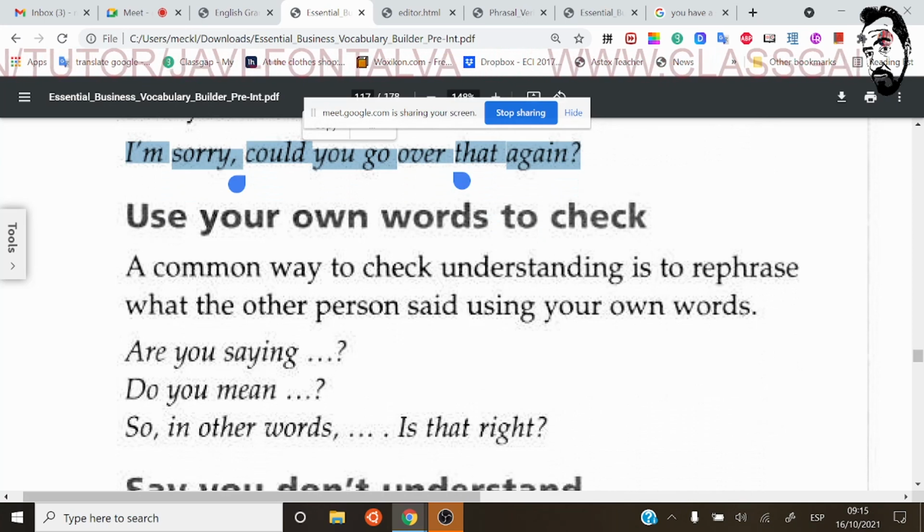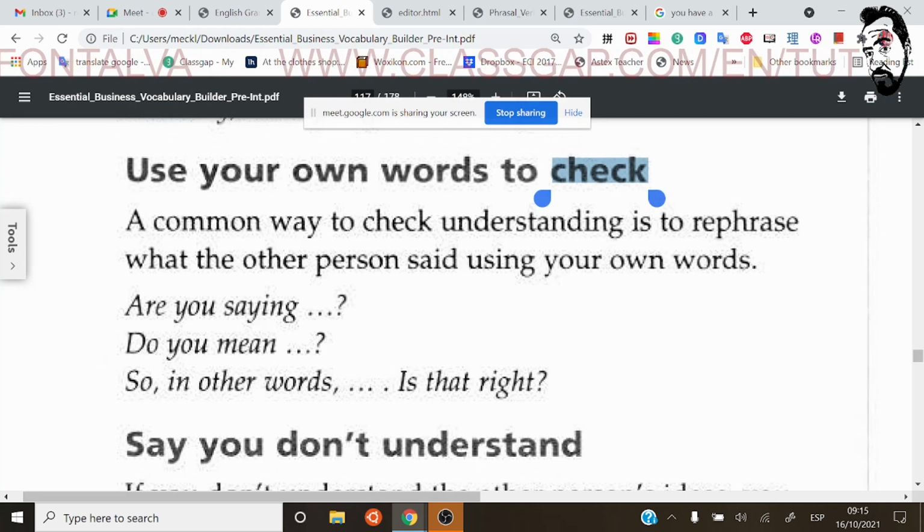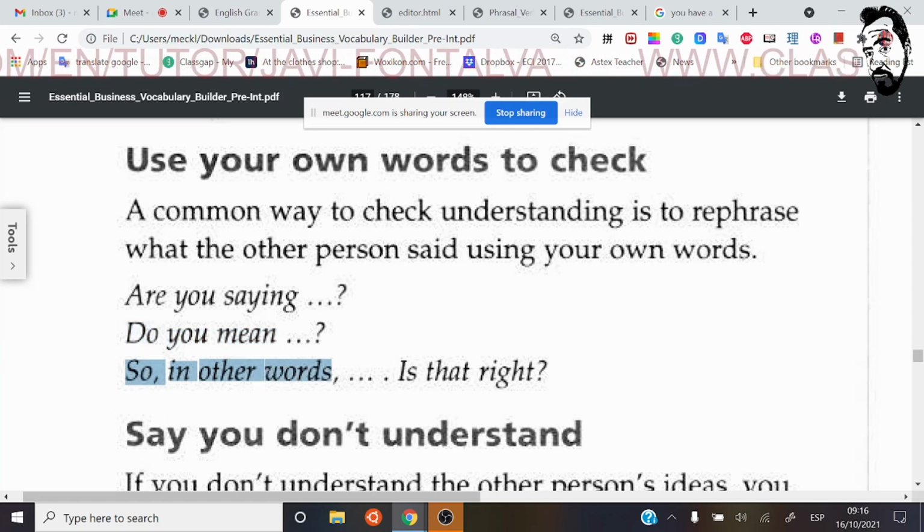Okay. Sometimes you need to check if you understand. So you could say, are you saying blah blah blah? Yeah. Or do you mean blah blah blah? So in other words, blah blah blah. Is that right? Are you saying? Saying. Blah, blah? Do you mean? So, in other words, is that right? Yes.